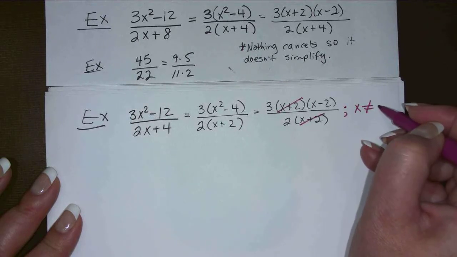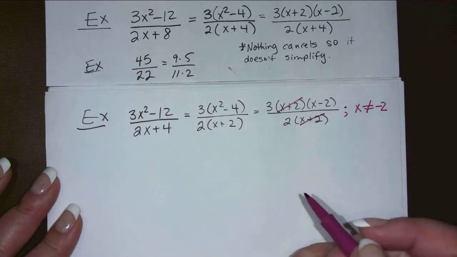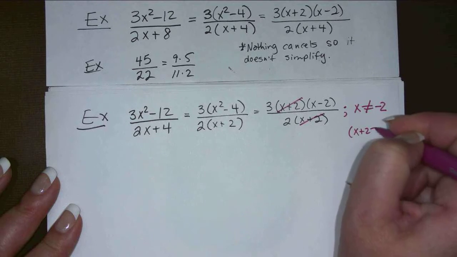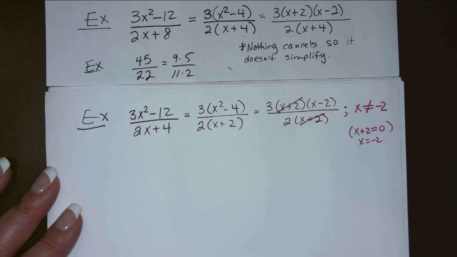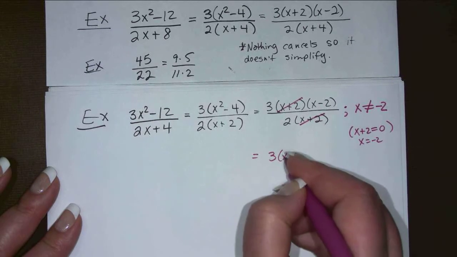What can x not be? Negative 2. Right? Negative 2 plus 2 is 0. And you can always do that by just setting that equal to 0 and solving for x. And so our answer will be 3 times x minus 2 over 2.